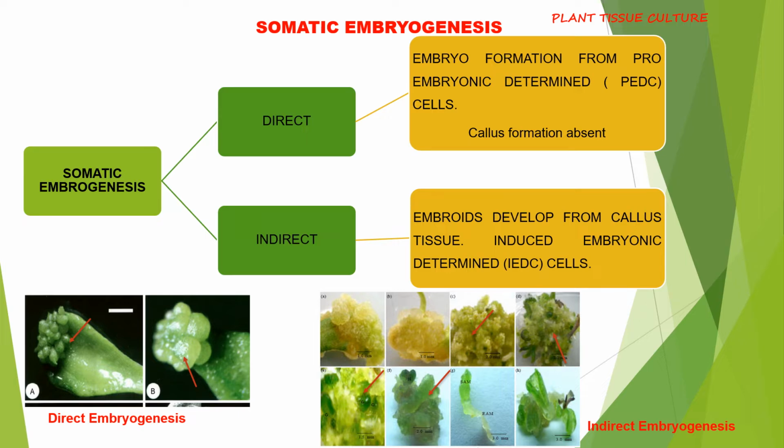In case a callus is formed from the explant and after that embryoids develop, then it is known as indirect somatic embryogenesis. The figure on your extreme right shows the formation of callus from the explant, which is then triggered to form small embryoids.